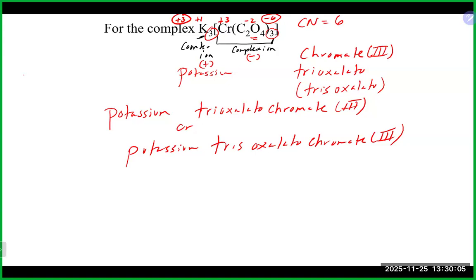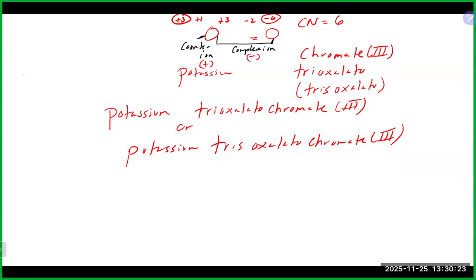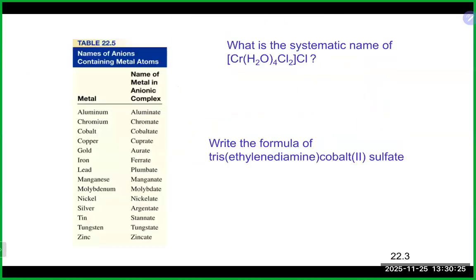Yeah. Because that is the name of the ligand here. If it's oxalate, it's called oxalato in this type of naming, just like ammonia is not called ammonia, it's called ammine here. There are some different names for ligands. So, other questions? All right, we'll try a couple more here.